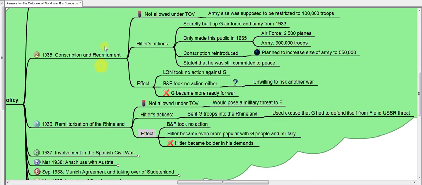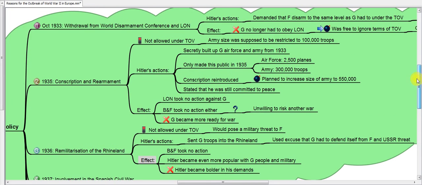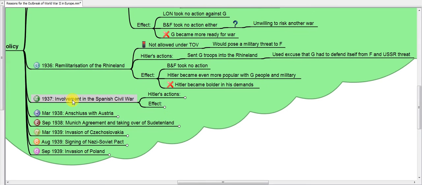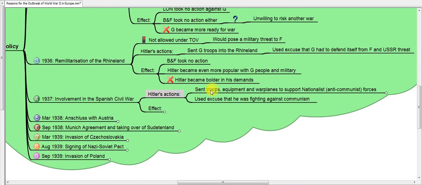Okay, you see he's gradually getting more and more ambitious, starting off by withdrawing from the conference and League of Nations, to taking some actions to build up the military, and then moving the military to take control of land which it was previously forbidden from taking within Germany itself. Now, number 4, the Germans actually got involved in fighting, okay, which is another step up, a bigger step. What actions did Hitler take? He sent troops, equipment and warplanes to support the nationalist forces, that means the anti-communist forces in the Spanish Civil War. Okay, we talked a bit about that earlier, so I won't elaborate so much.